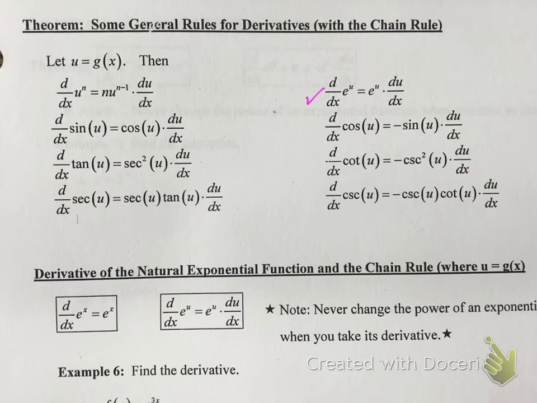So now we're going to talk about the derivative of natural exponential functions and the chain rule, where u equals g of x. So the derivative of e to the x is just e to the x, okay? But what if you don't have an x that e is raised to? What if you have something weird, like a binomial? What do we do with that? So if we take the derivative of e to the u, where u is something complicated, then we take the derivative of e to the u times the derivative of u.